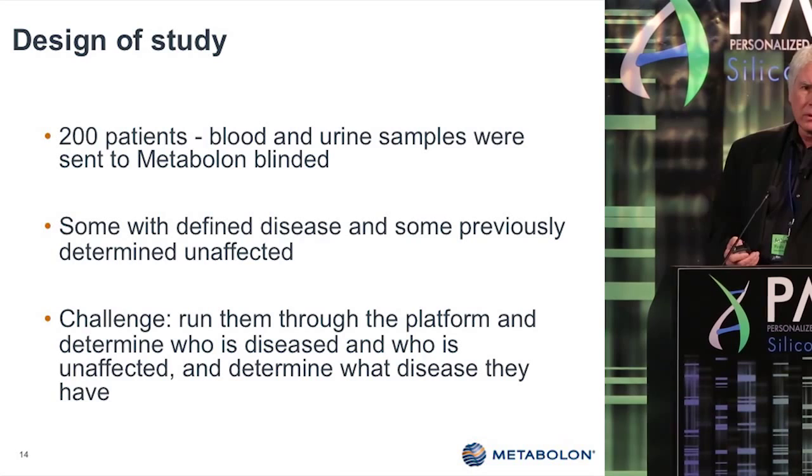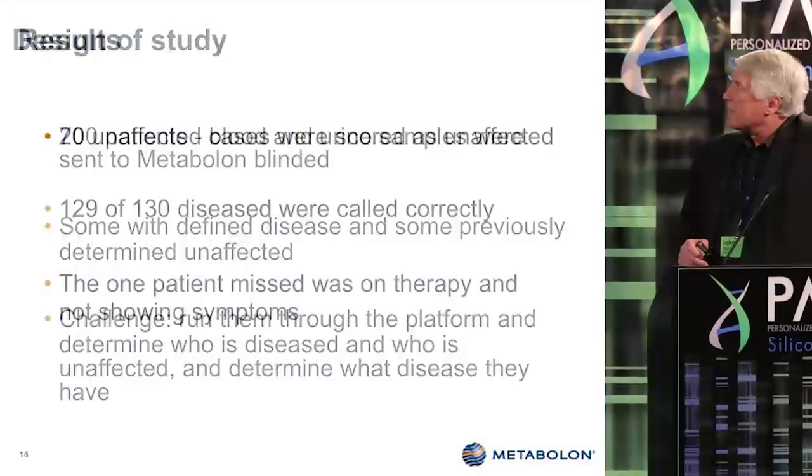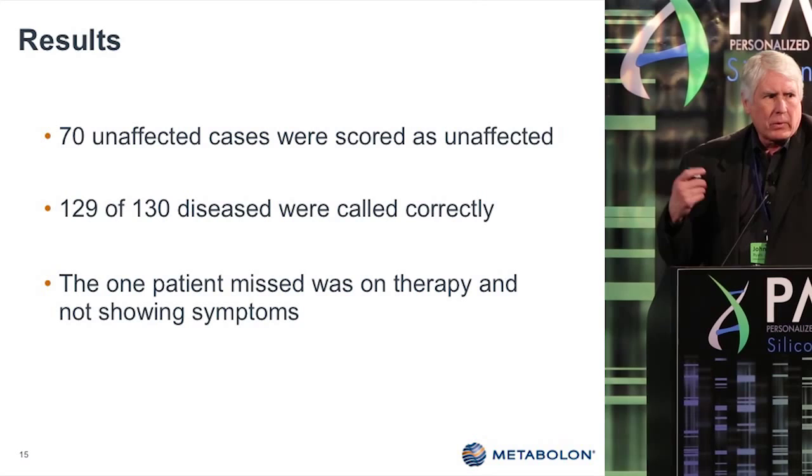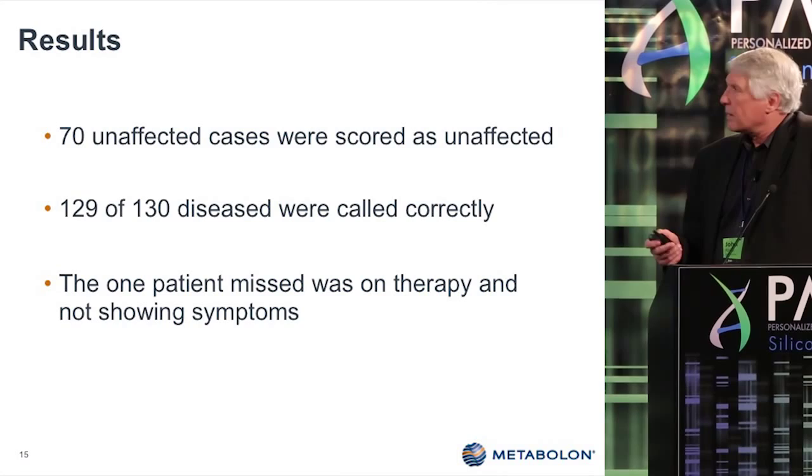And so we did that, and the summary of the results is we called all 70 unaffected patients as unaffected. We called 129 of the diseases correctly. And the one we missed was actually a disease case that was being effectively treated by an intervention. And so the molecules and the metabolism weren't out of control.